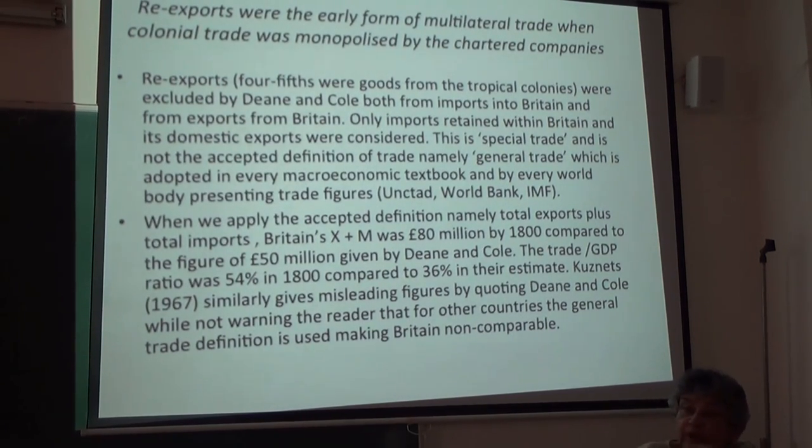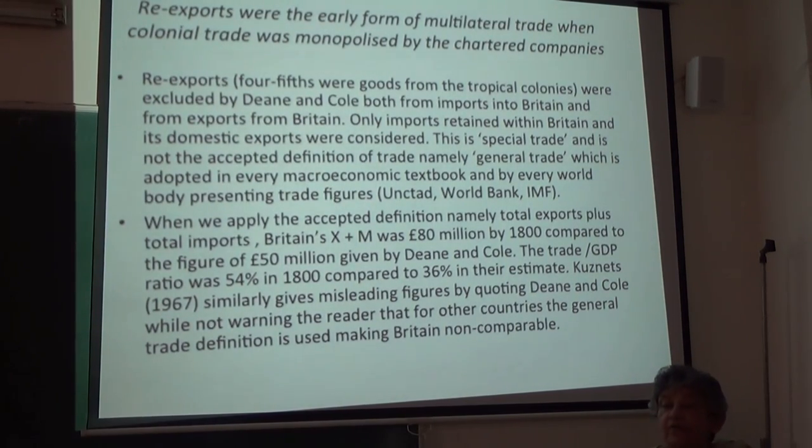Now, Yamazawa in turn quotes Kuznets and he says that Meiji Japan's degree of trade openness was as high as that of Britain at the time of its industrial revolution. Actually, Meiji Japan's trade GDP ratio, by trade I mean taking the general trade concept, exports plus imports, was 14%. And in 1800, Britain's trade GDP ratio was 54%. And Yamazawa actually says they're similar.